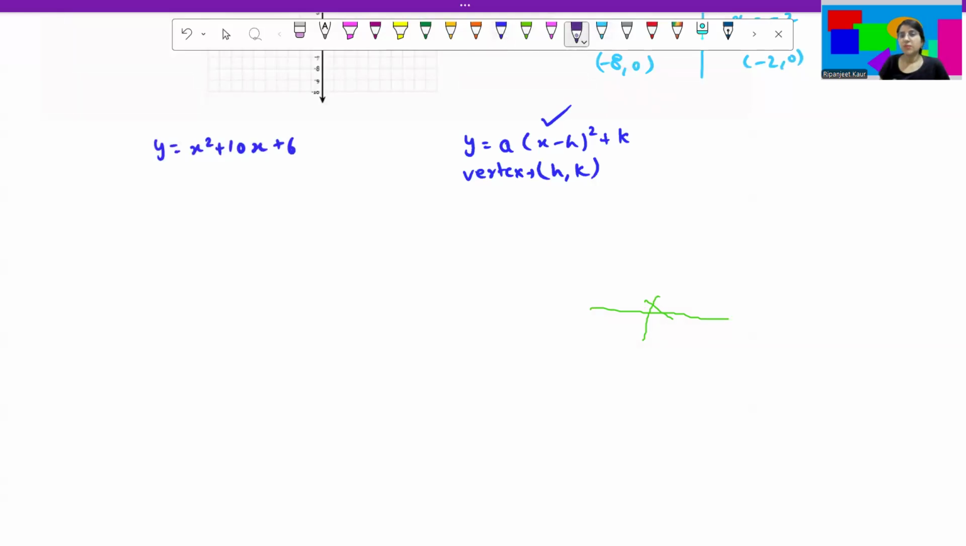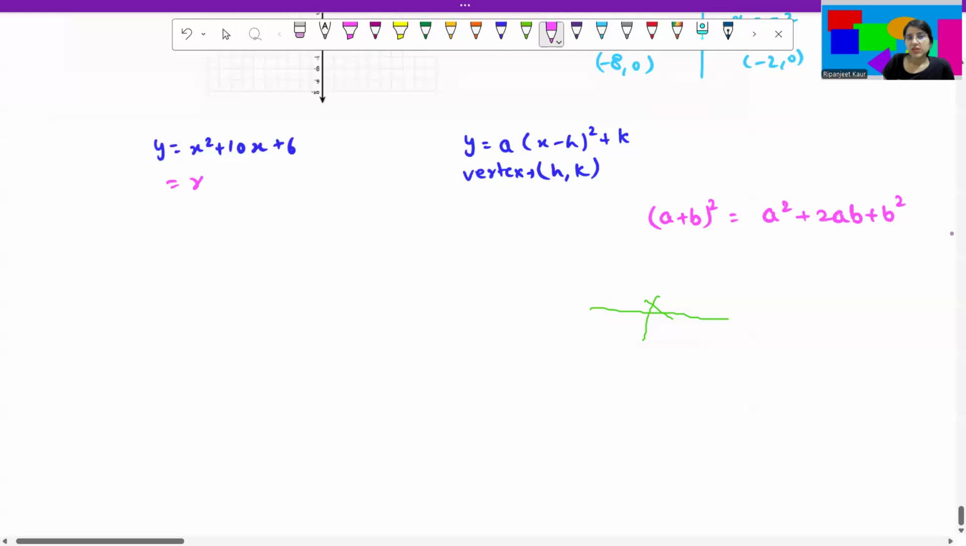To achieve this format, there is no coefficient of x square here, so that's good. Other than that, we want x minus something whole square. To make something a whole square, be it a minus b whole square, a plus b whole square, or whatever it can be, it requires a square plus 2 times ab plus b square. So this is the thing which is required. One thing is fulfilled, x is whole square. And another thing is 2 times ab. Over here there is 10x.